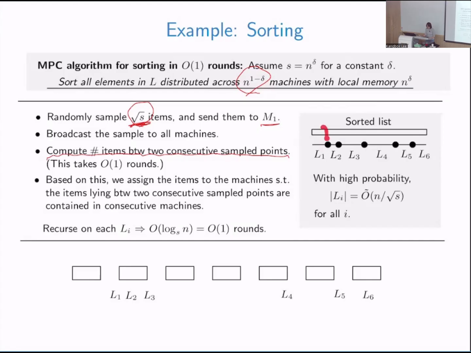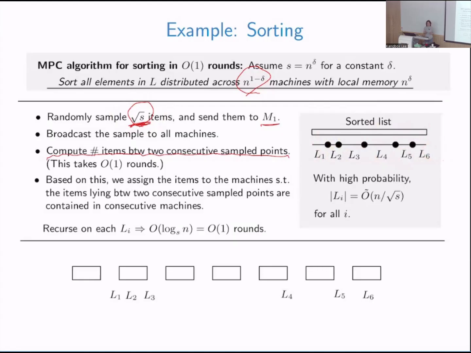And they are pivots sampled from the input elements uniformly at random. Then those pivots subdivide the sorted list into root S sublists.